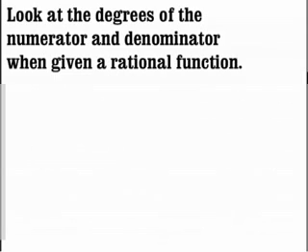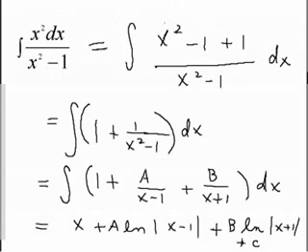Now it's very important to look at the degrees of the numerator and the denominator when you're given a rational function. If the degree of the denominator is greater than the degree of the numerator, and the denominator is factorable, then we can proceed as previously done in our last example. But if the degree of the numerator is greater than or equal to the degree of the denominator, we first have to perform longhand division before we can do partial fraction decomposition.